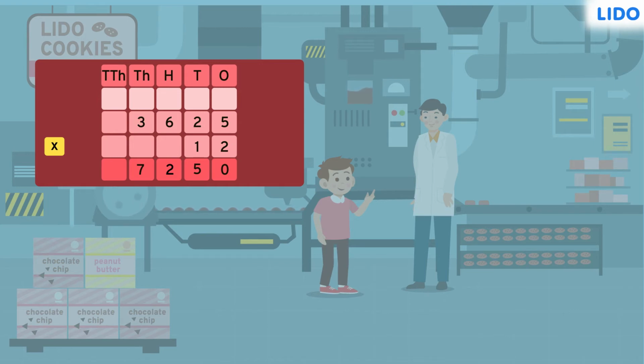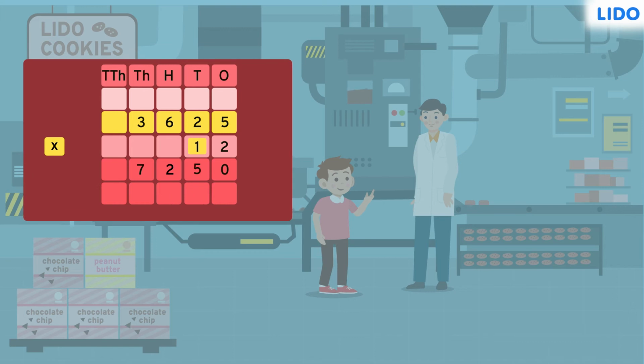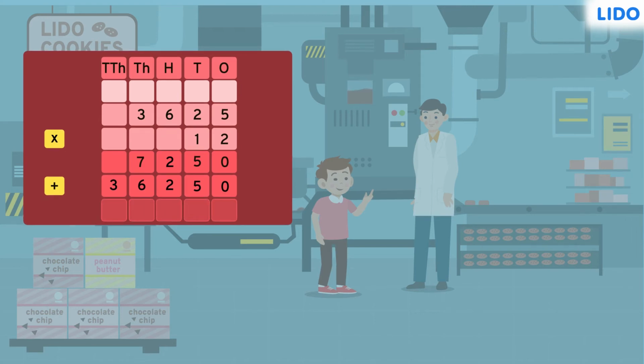Next, we'll multiply 3,625 by 1. Note that 1 is in the tens place and therefore we'll write a 0 below before we begin. And this is the product of the number and 1. Now let's add the two numbers. The final answer is 43,500. That's a lot of cookies in one day.